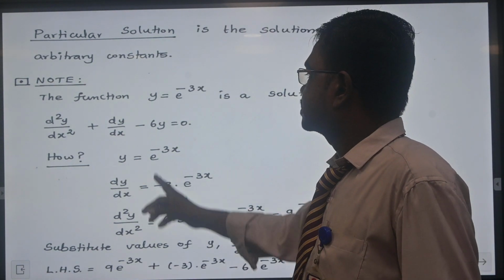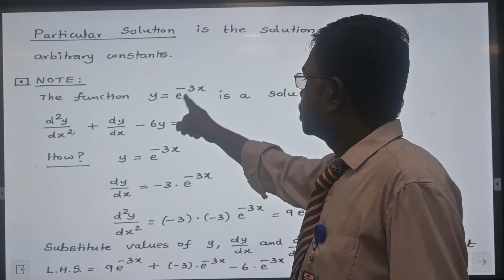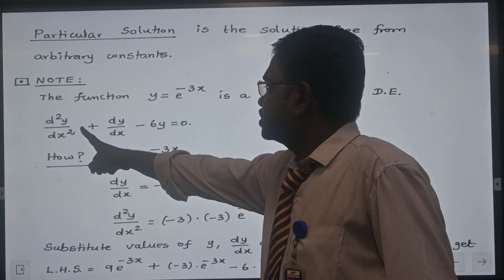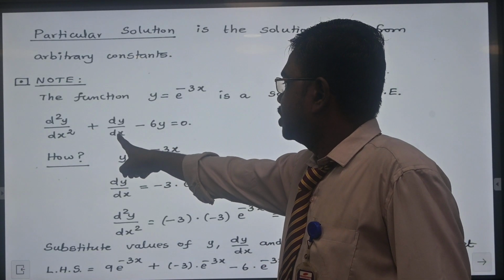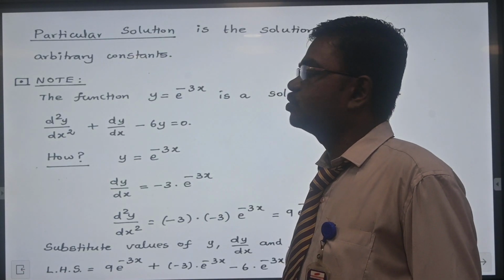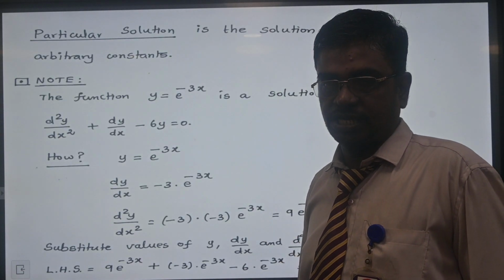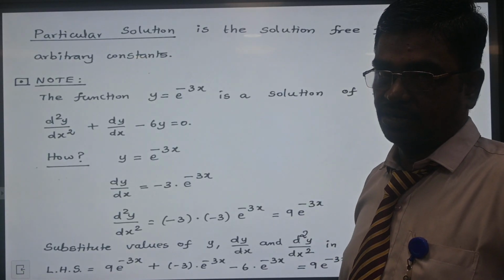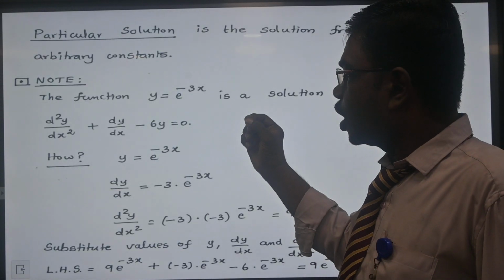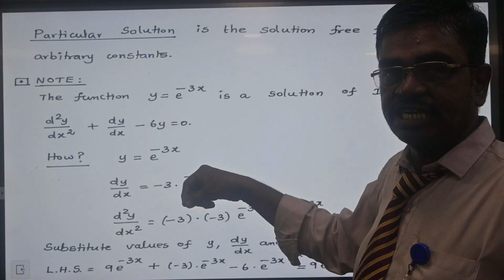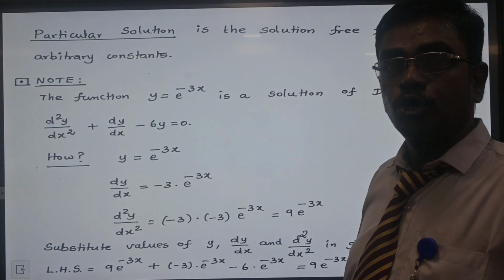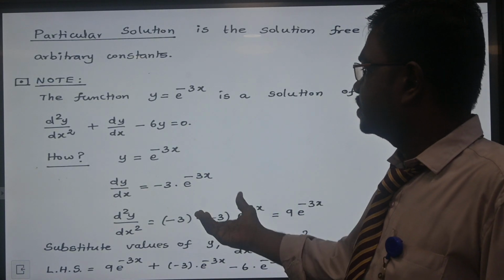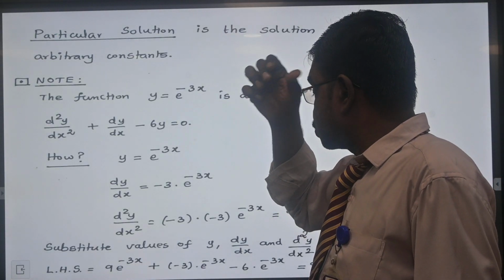I will explain that with an example. What is the differential equation? d square y by dx square plus dy by dx minus 6y equal to 0. This is a second order differential equation. What order? Second order. Okay. So how many arbitrary constants are there in the general solution? 2 arbitrary constants. I will say what the general solution is for that.